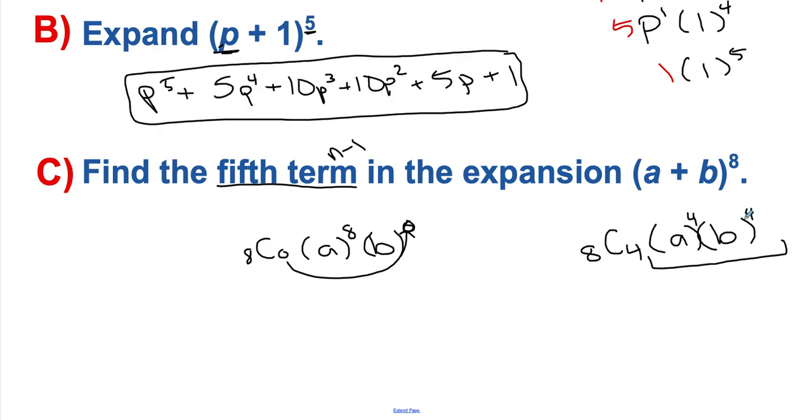Or, here's one more way to think about it. That back number goes up there. I subtract those two, and I get my front number there. So 8 choose 4. We're going to use our calculator for that. So when I put 8 nCr 4 in my calculator, you get 70. So this turns into a 70, and then we have a to the fourth, b to the fourth.